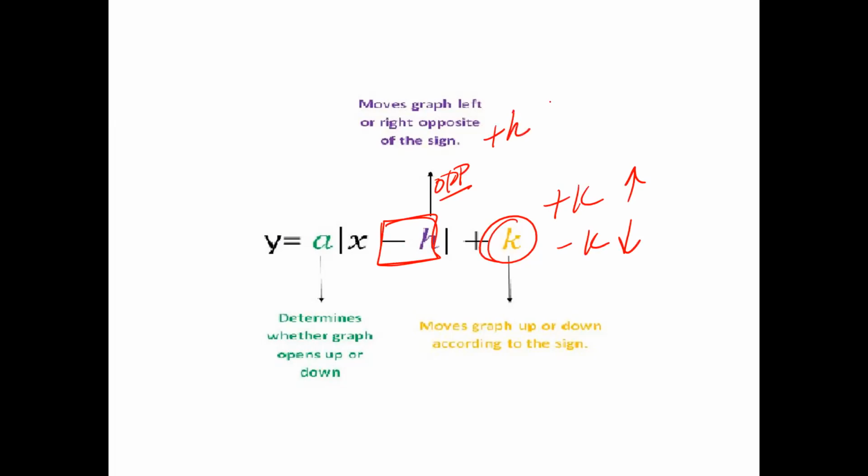So if it's a positive H, I know you want to go to the right, but you actually go to the left. And if it's a negative H, I know you want to go to the left, but opposite of left is you go to the right.